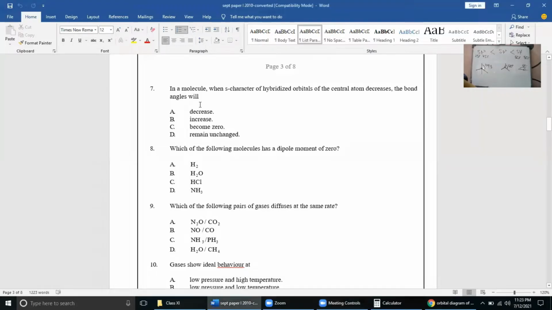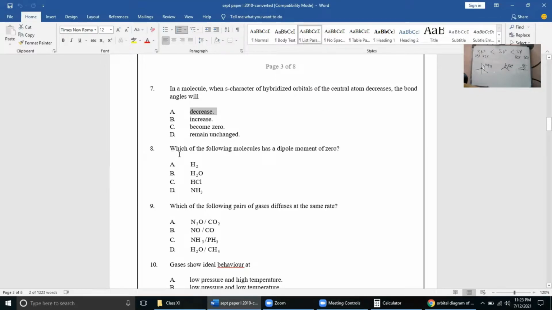So here you can see what is written: in a molecule when the S character of the hybridized orbital of the central atom decreases, the bond angle will also decrease. From sp1 to sp3, the percentage of S character is decreasing, so the bond angle is also decreasing from 180 to 109.5. So this is the correct answer.